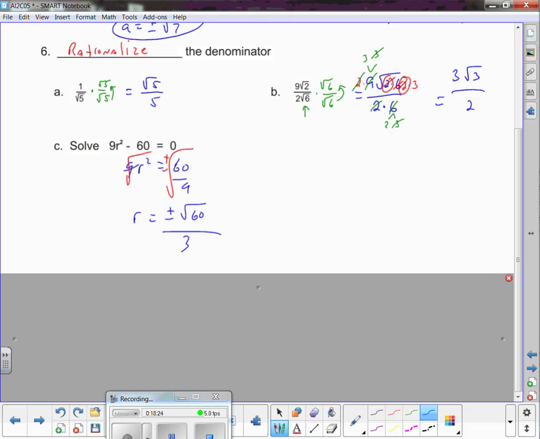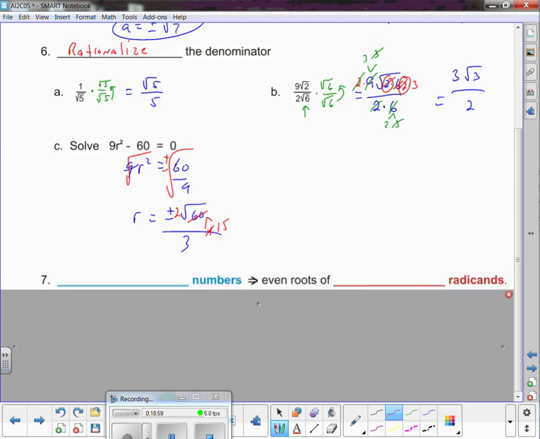And just simplify the 60. So let's see, I'm looking for 4s or 9s, right? What is 60? 4 times 15? And what's the square root of 4? 2. So plus or minus 2 times the square root of 15 over 3. All right, not the best example. I meant to have a bottom where we had to rationalize, but I didn't need to. Such is life.